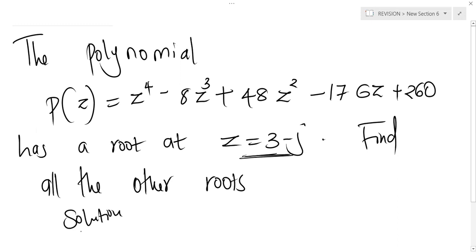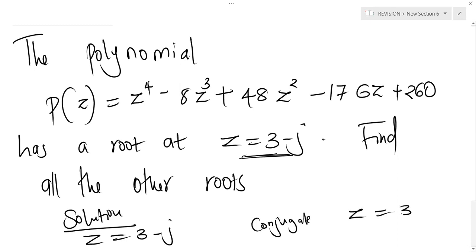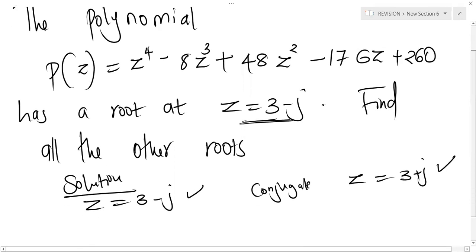So solution: if z is equal to 3 minus j is one of the roots, then the conjugate is also a root. So z is equal to 3 plus j is also one of the roots. Now, since we already have two roots, we are going to multiply these two and then divide them from here.